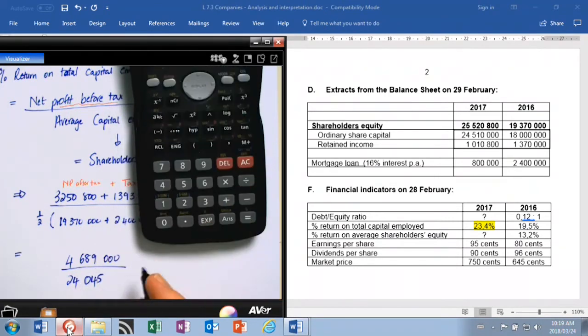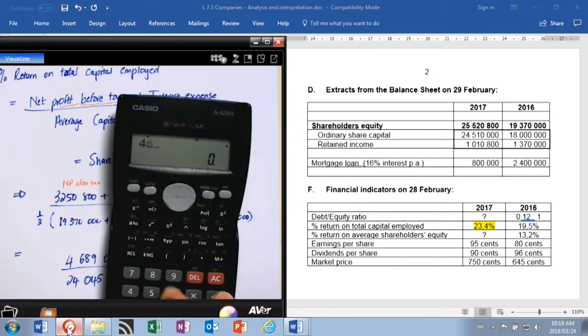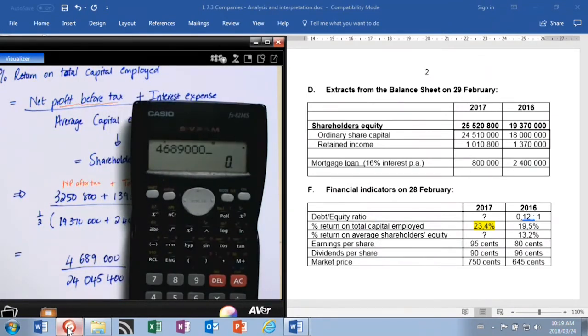24045 400 times 100 over 1, and that gives us 4689000 divided by 24045 400 times 100, and that gives us 19. Okay. Oh, that was last year. That was 2016. But why do we have 2016's answer now? That is not supposed to be put to look like that. We don't have the 24,5, but we've got the 19,5. Okay, so this is wrong.